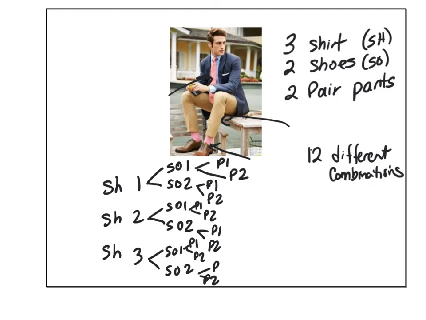Now, it takes a lot of time to write all these trees for every kind of combination. So this is where we have the fundamental counting principle. What it says is instead of doing a tree like this, you could actually just multiply the different numbers of options they have together, and you'll get the total combinations. So let's check it out. 3 shirts times 2 shoes times 2 pairs of pants equals, that's 6, 6 times 2 is 12. That's the fundamental counting principle.